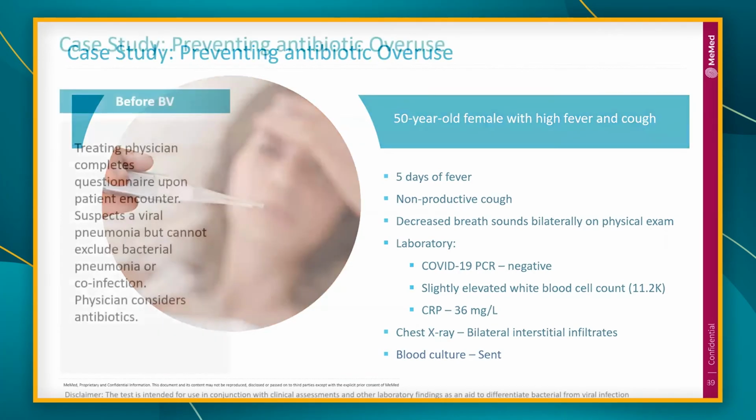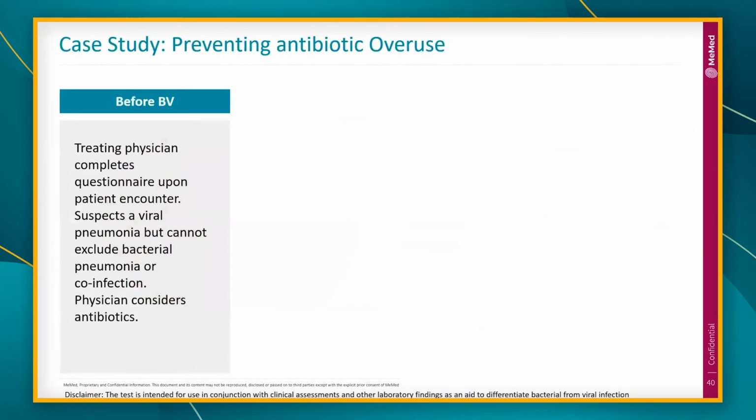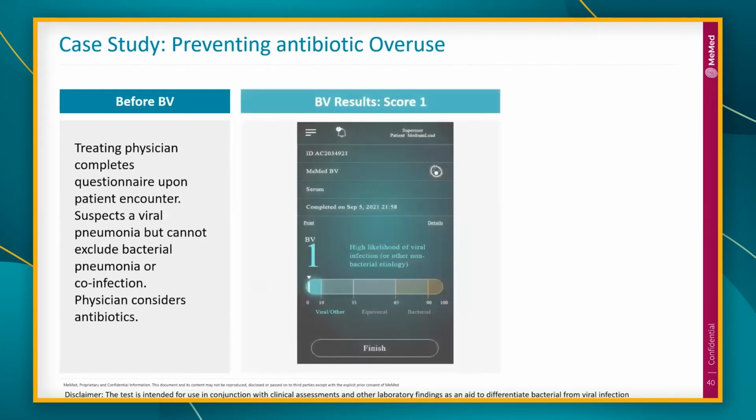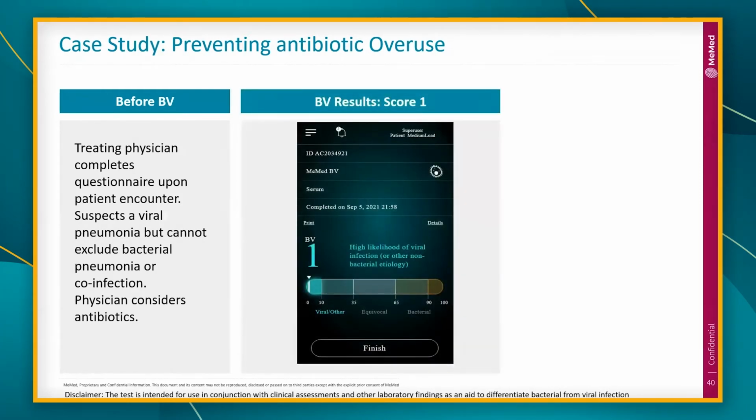Now, in this particular study conducted in Israel, every treating physician had to complete a questionnaire upon patient encounter. What that physician felt is that she suspects a viral pneumonia, but cannot exclude a bacterial pneumonia or a bacterial co-infection. So she considered treating with antibiotics. Then she received the score. The score was 1, high likelihood of a viral infection.